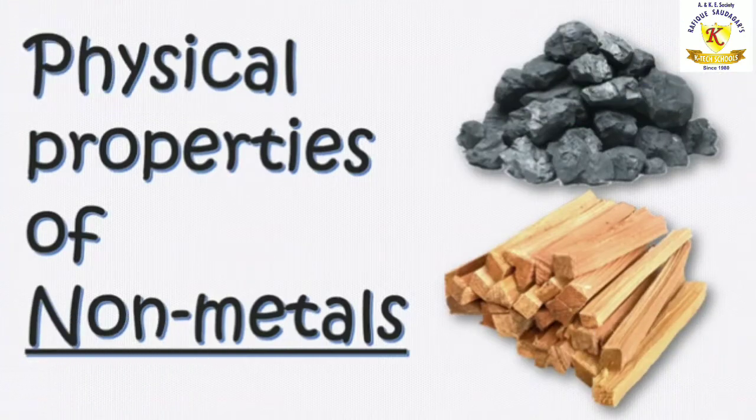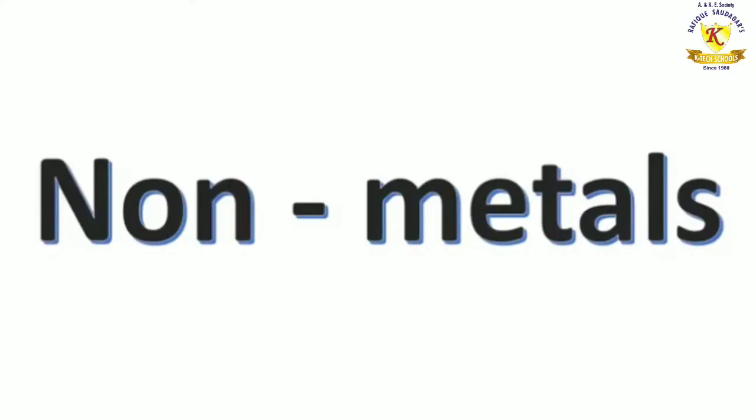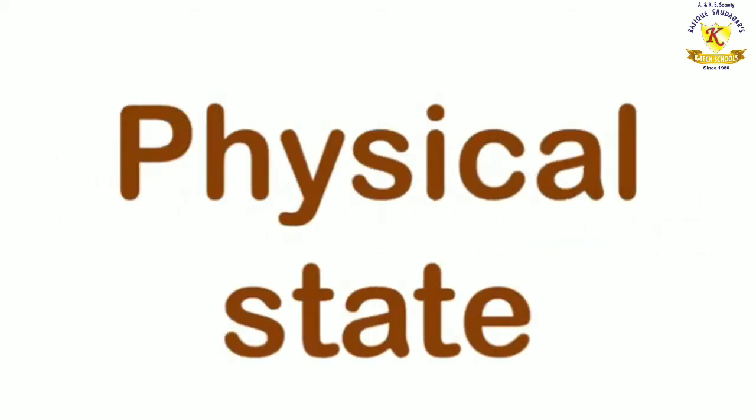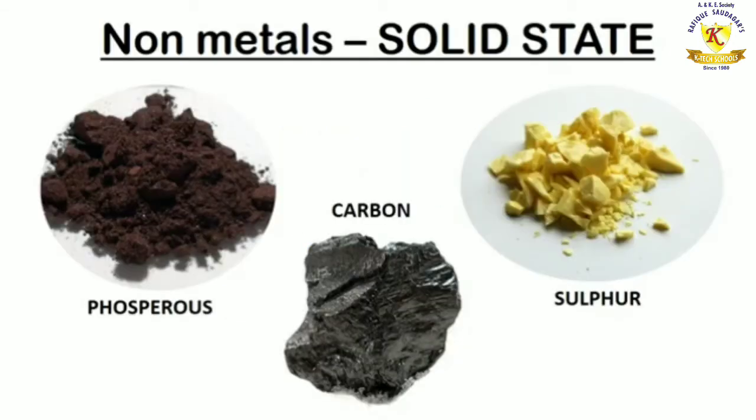Let's see the physical properties of non-metals. Now, non-metals. We have just studied the physical properties of metals, so the physical properties of non-metals would be just opposite to that. Now, let us see the first physical property of non-metals: physical state. Let's see what it is.